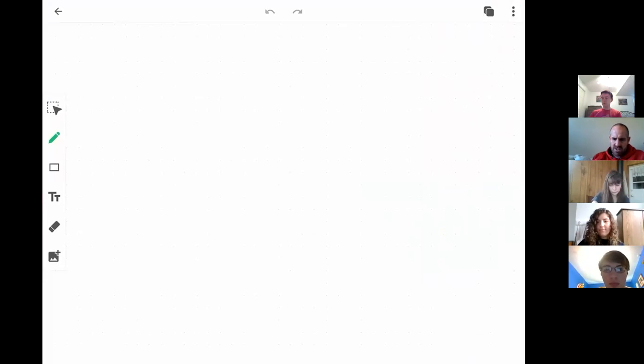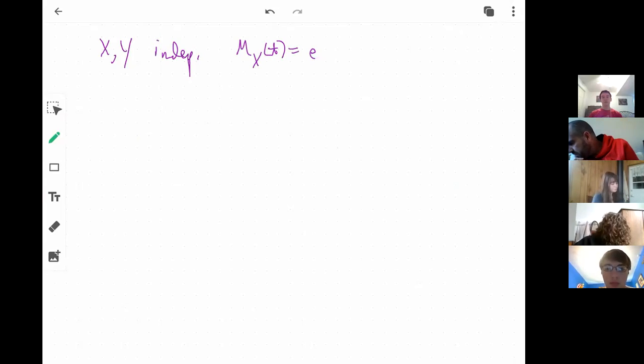So, okay, we're under the assumption that X and Y are independent. X and Y are independent, okay? And the moment generating function of X is e to the 2t, or e to the 2 e of t, e to the t minus 2, or something. So all of that is in the power of the exponent, right?